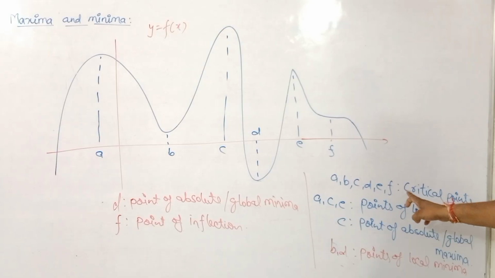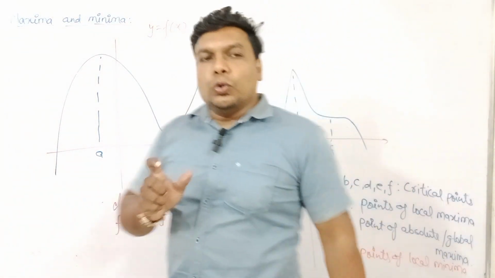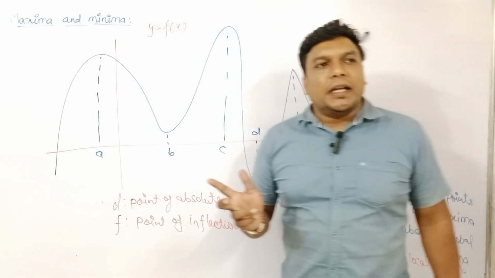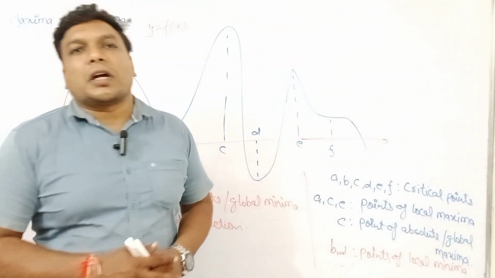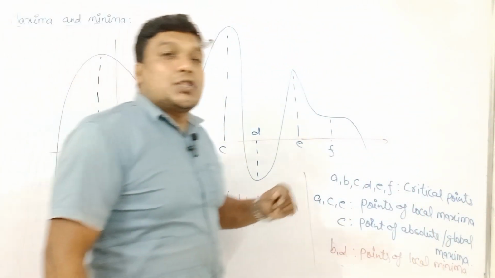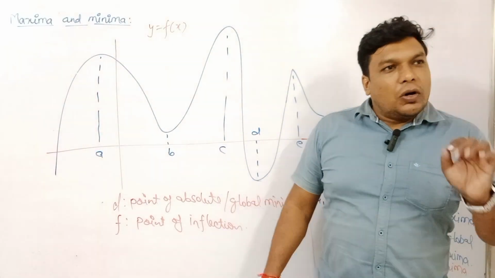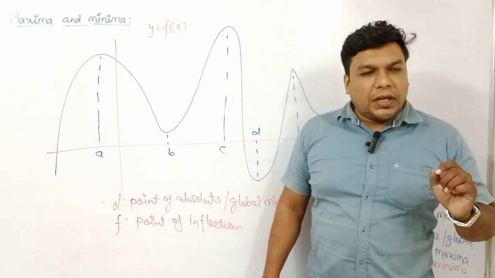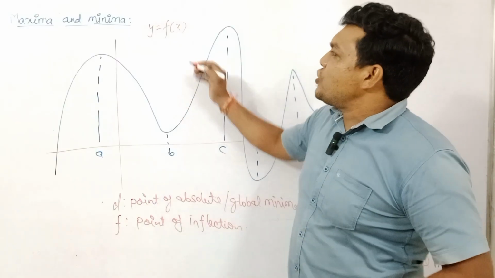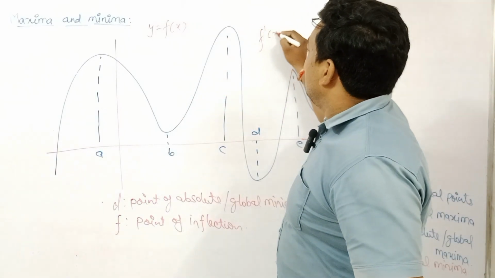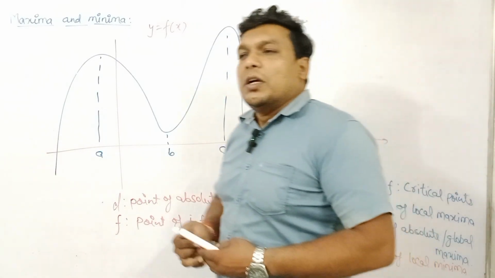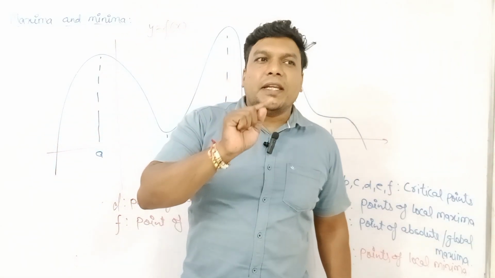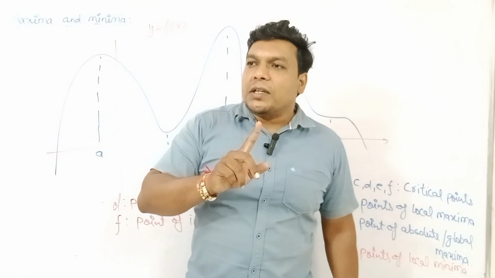Okay, so what is the most important thing about this? First, we need to find critical points. Now, we have two methods to find maxima and minima: first derivative test and second derivative test. This curve concludes about the first derivative test, because what are we using here? Only first derivative, f dash x. So this is the first derivative test. That's why this is called first derivative test.